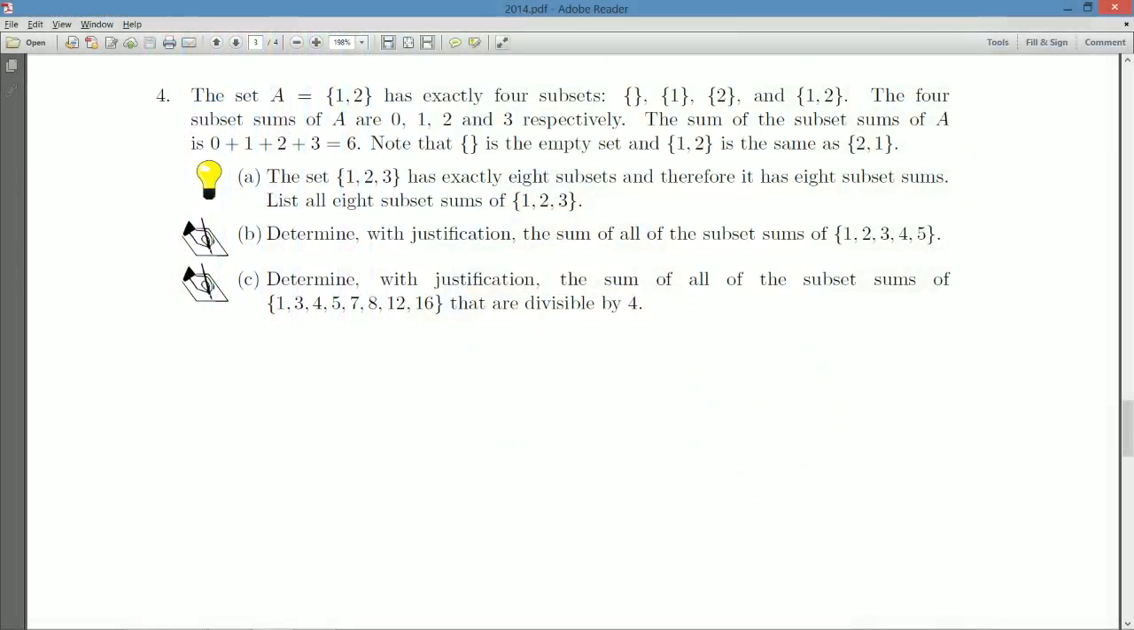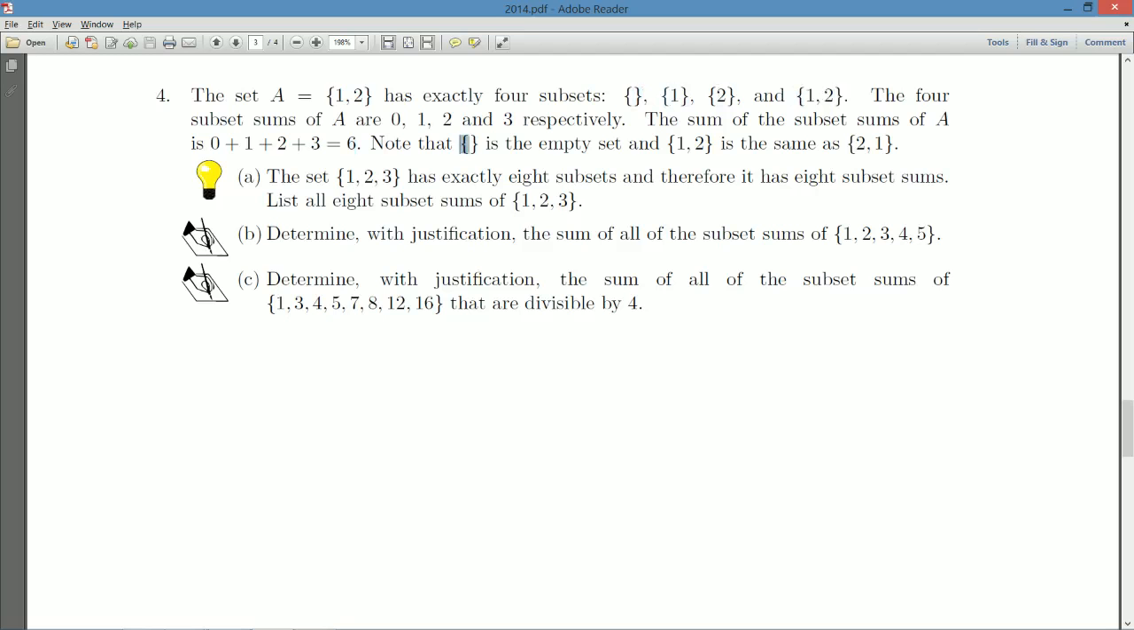Okay, the set A, consisting of 2 and 1, has exactly 4 subsets. The set containing nothing, also known as the empty set. The set with just 1, the set with just 2, and A itself, which consists of 1 and 2. The 4 subset sums of A are 0, 1, 2, and 3. So there's nothing to add up here. 1, 2, and then 1 plus 2 is 3. The sum of the subset sums of A is 0 plus 1 plus 2 plus 3 equals 6.